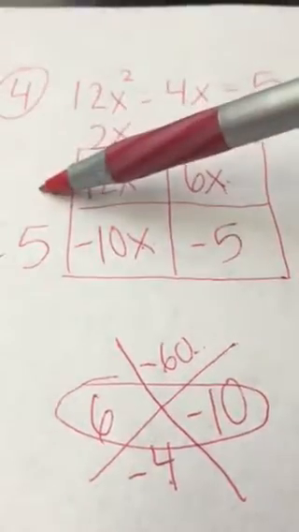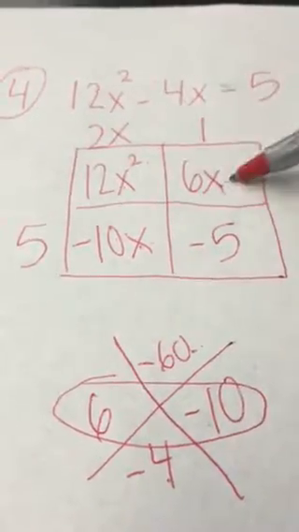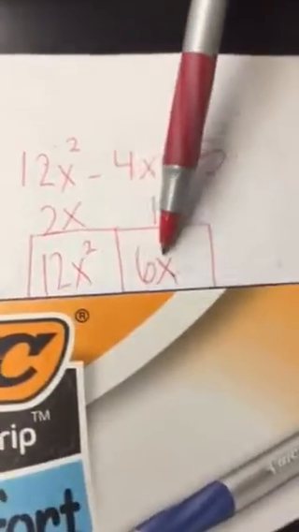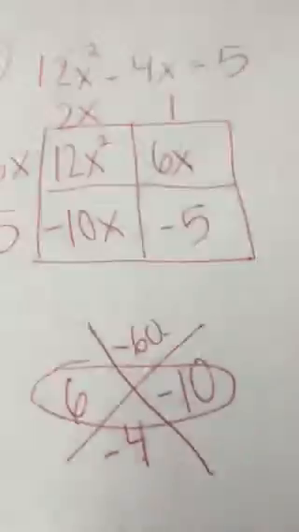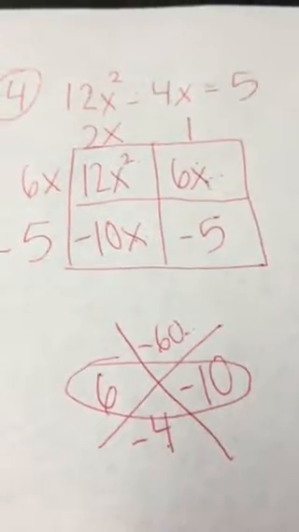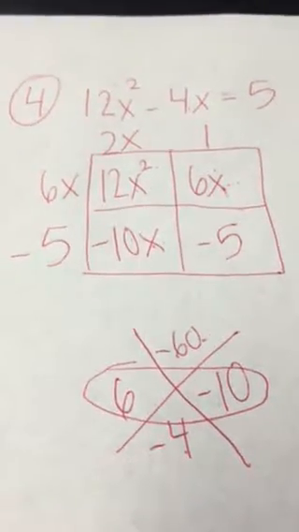Notice I'm missing a number here. So I want the common factor between these two. I'll go ahead and still cover it so that you can see what I'm looking at. Between 12x squared and 6x, the common factor is 6x. Let me focus that camera. Sorry for that. There's what we have.